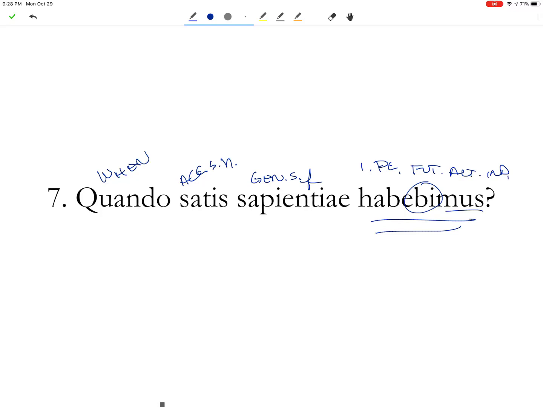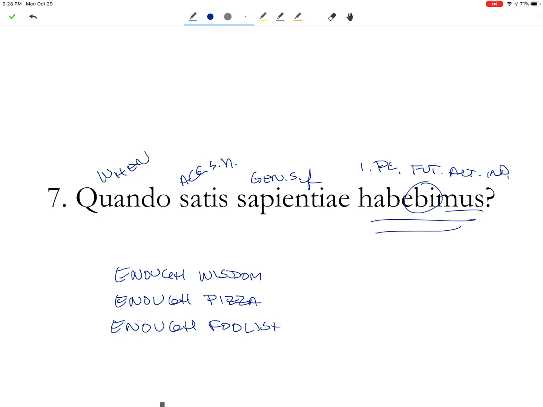Now, for us, usually we say enough wisdom. We do not say enough of. We say enough wisdom. Have you had enough? Do you have enough wisdom? Have you had enough pizza? Parents will say, all right, that's enough foolishness.